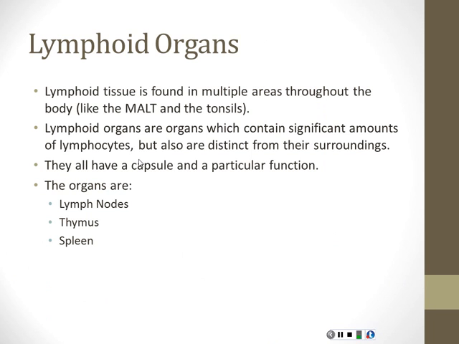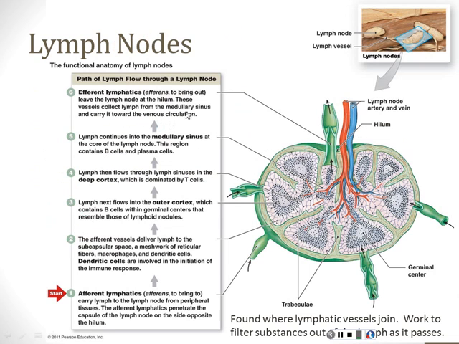So lymphoid tissues are found as part of other organs. Lymphoid organs are separate, right? So usually they have a capsule, so they're separated from the surrounding area, and they have a particular function. The 3 we talk about are the lymph nodes, the thymus, and the spleen. All right, so first up is the lymph nodes. Lymph nodes are lymph filters.